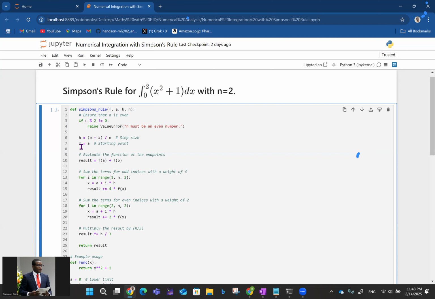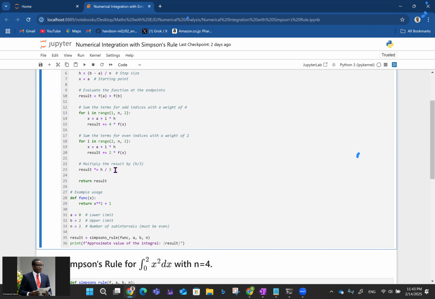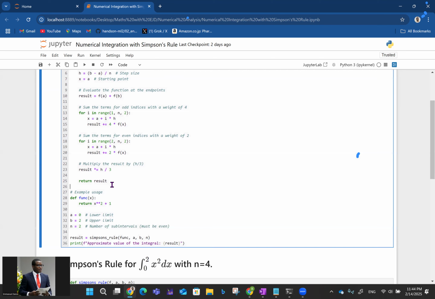Then in line 6, we define the step size. In line 7, we set the starting point where x is equal to a. That's actually properly x naught, but for the sake of programming, we have that. And we evaluate the function at the endpoints. So you have the result, which is f of a plus f of b. Then you sum the terms for odd indices with a weight of 4 for i in range 1 to n over 2. So here now you just have x equals a plus ih, that's the step size. And then the result adds 4 times f of x for the odd, then you have 2 times f of x for the even. Whatever result you have, you multiply by h over 3. You get that result and save it.